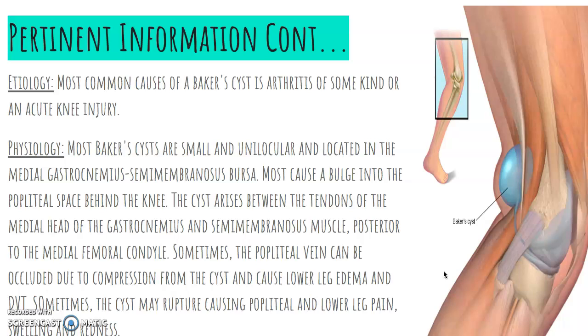condyle. Sometimes the popliteal vein can be occluded because of the compression from the cyst, and this will cause lower leg edema and also can cause a blood clot. Sometimes the cyst may rupture, and this would cause the popliteal and lower leg pain and swelling and redness.